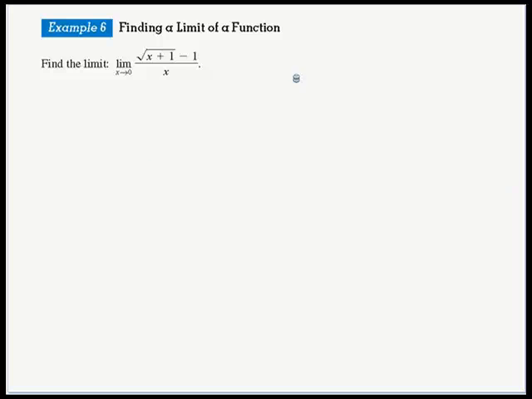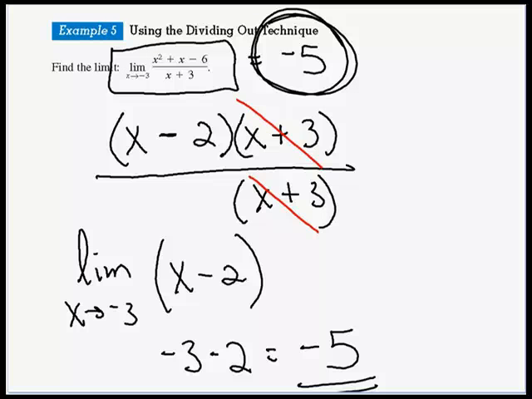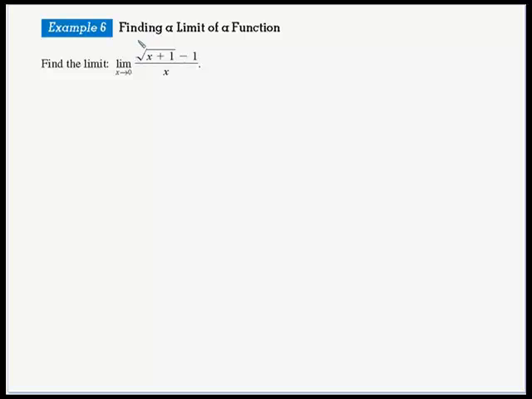We could make a table and go through all that, or we can try another technique. In the previous one, we tried to factor and divide out. Here, we're going to try a rationalizing technique. We want to get rid of the radical. That might be what's causing us trouble. So I'm going to rewrite my function here. Quantity x plus 1 rooted minus 1 divided by x. I want to rationalize. Sometimes it might be the denominator. This time it's the numerator.